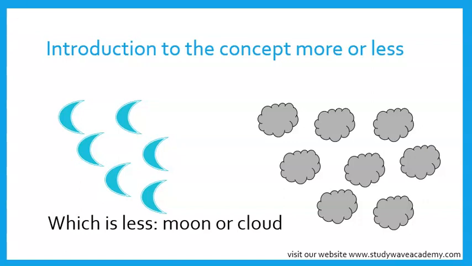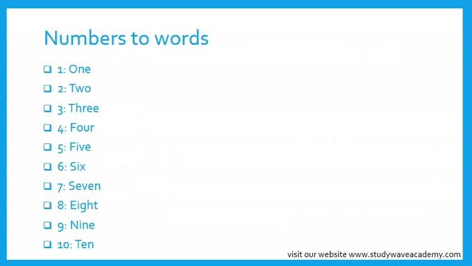So now we are going to be looking at numbers to words, okay? First we are going to be looking at numbers 1 to 10 in words, okay? What we mean by numbers in words is numbers in letters, okay? Numbers in your alphabets. We are going to be learning how to spell your numbers in letters, okay? That is what we mean by numbers to words.